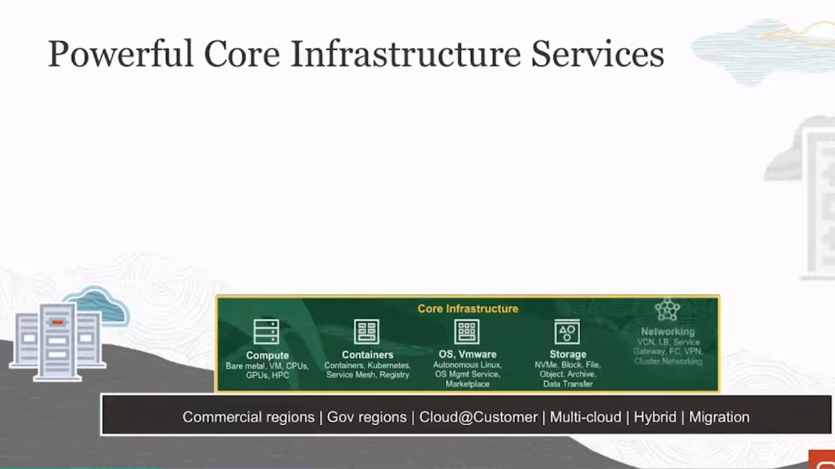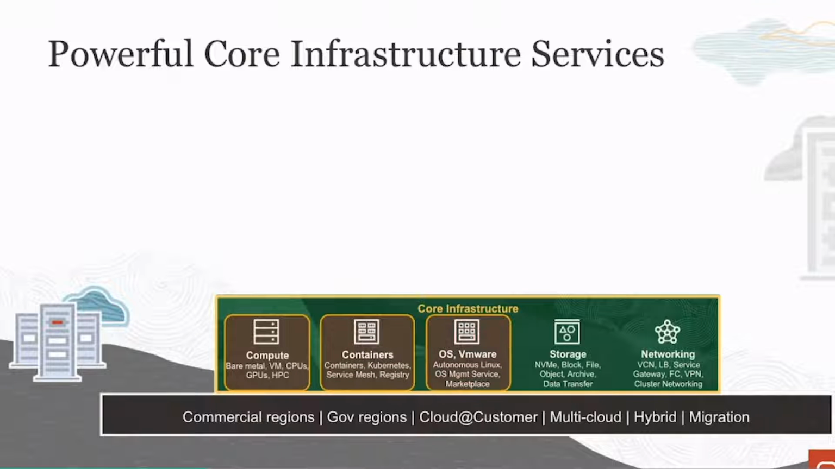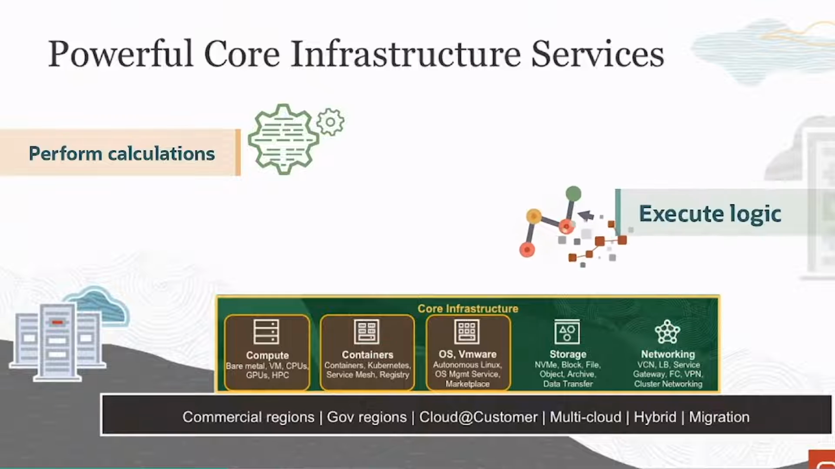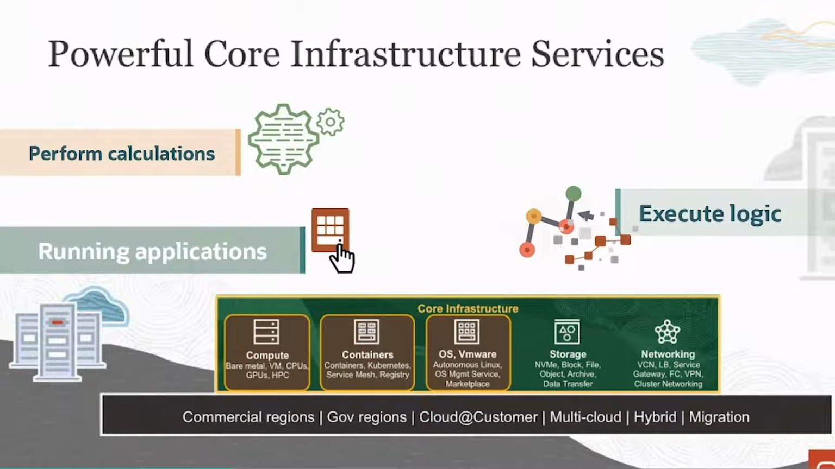We have building blocks on top of this global footprint, the 7 categories we just mentioned. At the very bottom, we have the core primitives: compute, storage, and networking. Compute services cover virtual machines, bare metal servers, containers, a managed Kubernetes service, and a managed VMware service.